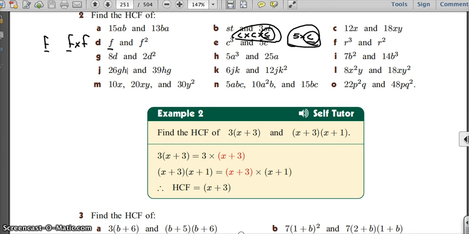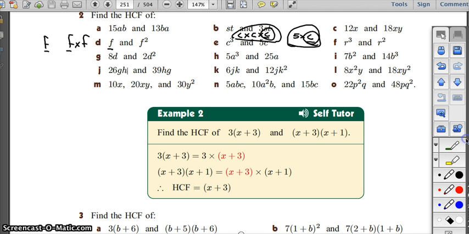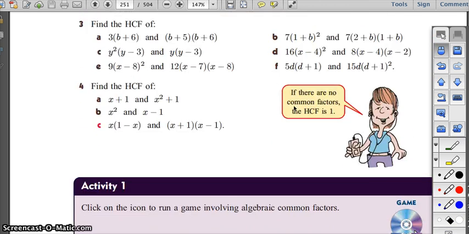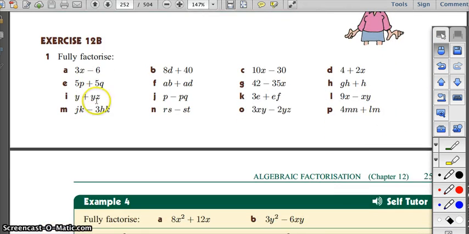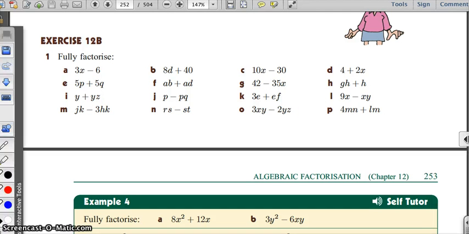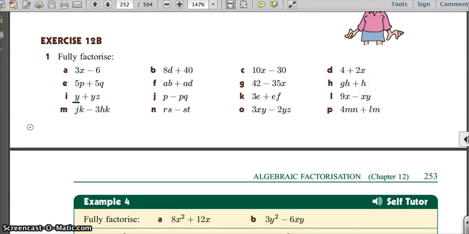Sean? Can you do y plus yz? Yeah, where's that, mate? 12b I. Yep. That one? Yep. So just what I said probably to Jack is useful feedback. Fully factorise y plus yz. Okay, so expand them first.